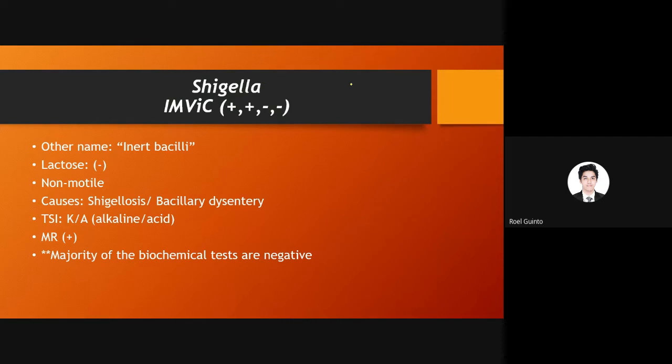Next, after the Salmonella, we have Shigella. So, the in-vivo reaction for Shigella is positive, positive, and negative, negative. Other name for Shigella is inert bacilli. Again, kaya natin siya tinawag na inert bacilli kasi majority ng kanyang biochemical tests are negative. So, Shigella are lactose negative, non-motile, cause shigellosis or bacillary dysentery. In TSI, result is K over A or alkaline over acid. The methyl red reaction is positive. And again, majority of the biochemical tests are negative.